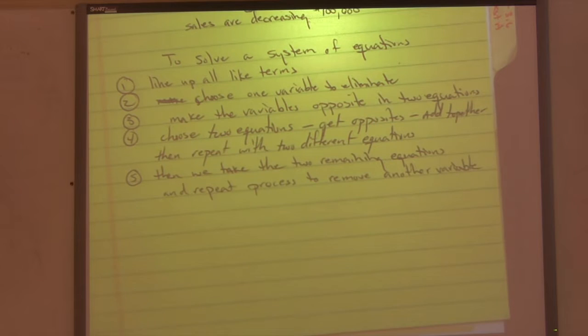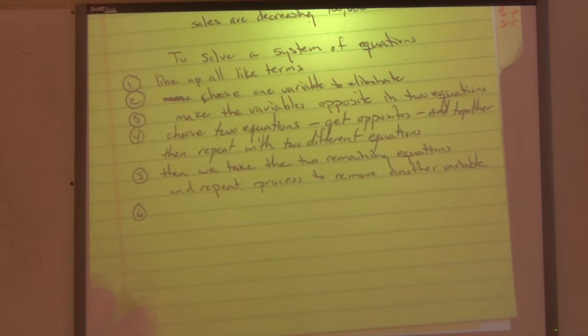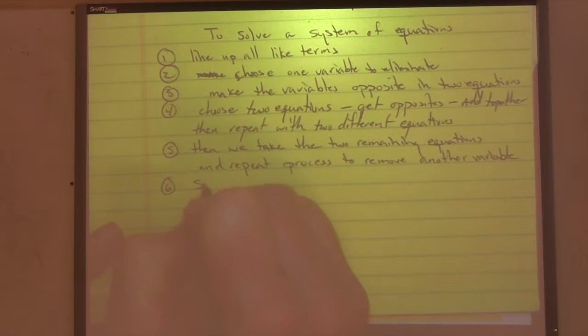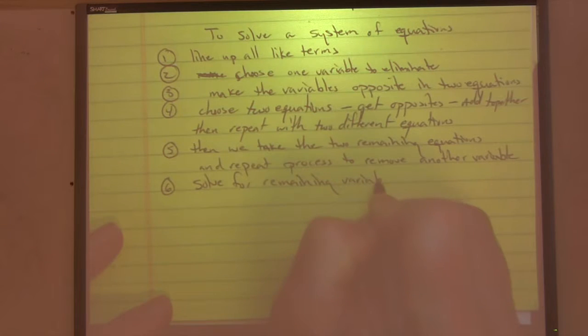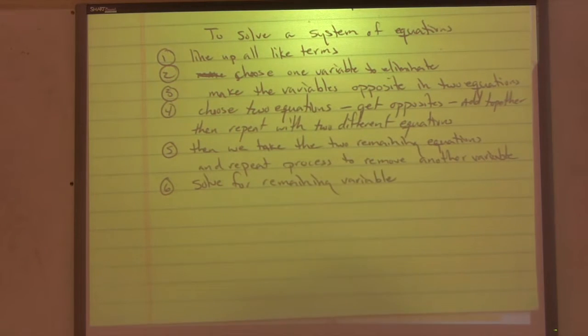So what's going to happen is we're going to start with three equations and three variables. We're going to get down to two equations with two variables. And then by doing this, we'll get down to one equation with one variable. And then you will solve for the remaining variable. So that'll get us an answer for one variable.